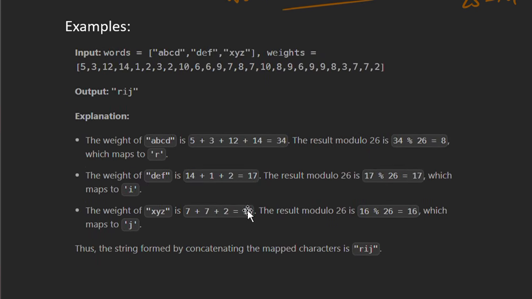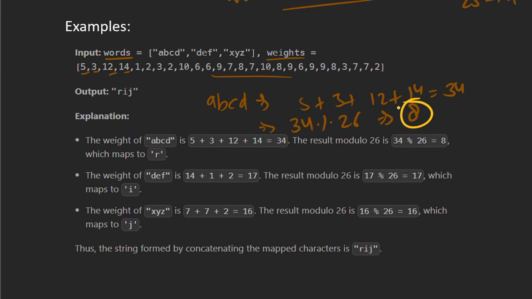Let's see an example. This is the words array that is given to us, and we have the weights array. The first word that we have is abcd. First of all we find the sum of the weights: 5 plus 3 plus 12 plus 14, which is equal to 34. Then we do 34 modulo 26, so that is 8. So our remainder is 8. Now we have to map this remainder to the character in reverse order.